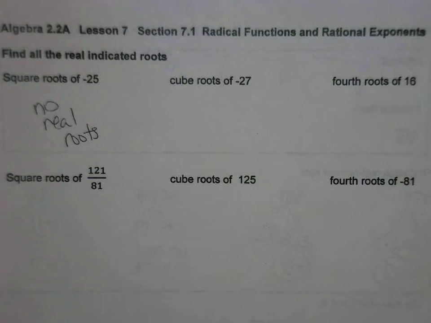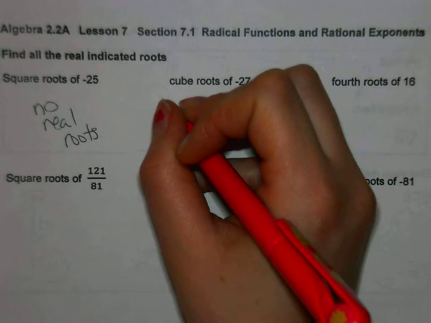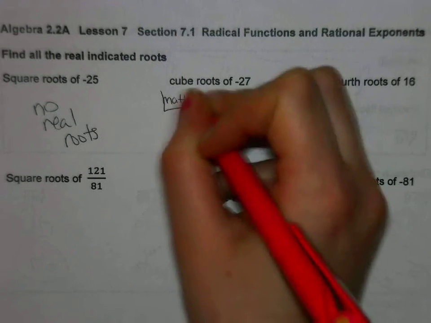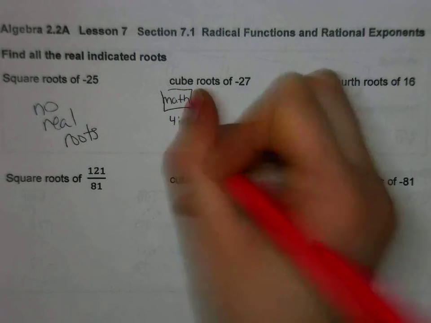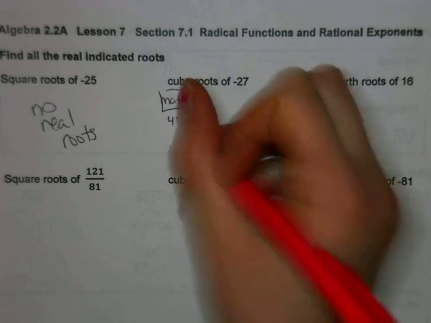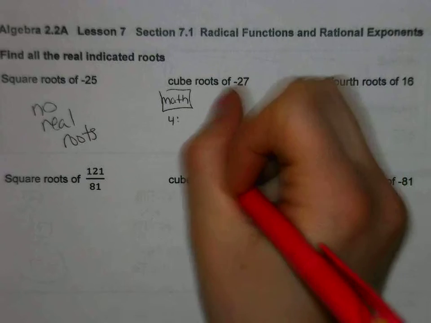Cube root of negative 27. Remember, this is where you hit the math button. You go down to option number 4. When you do that, we get that it equals negative 3.